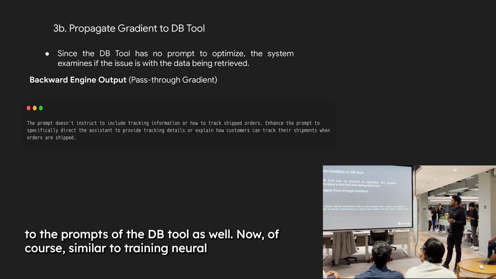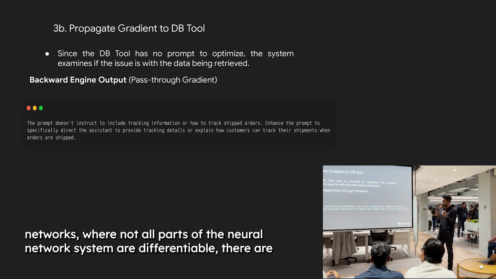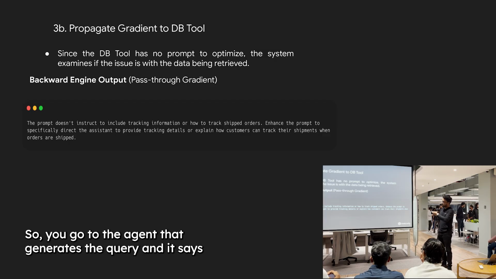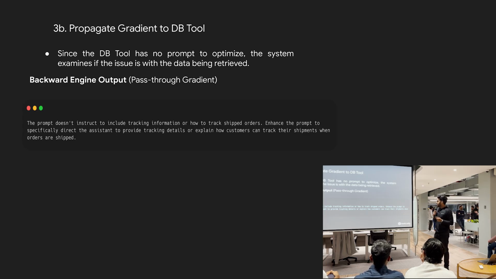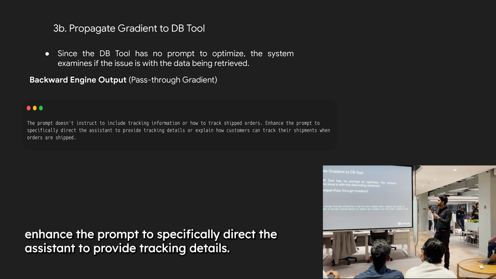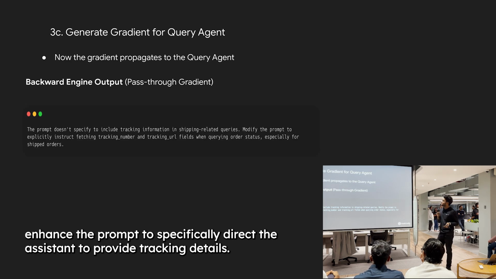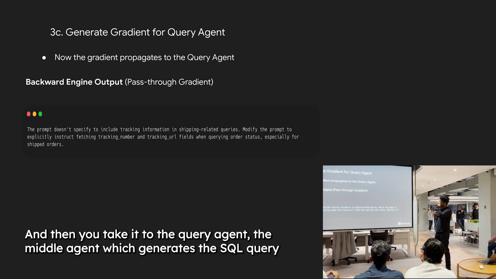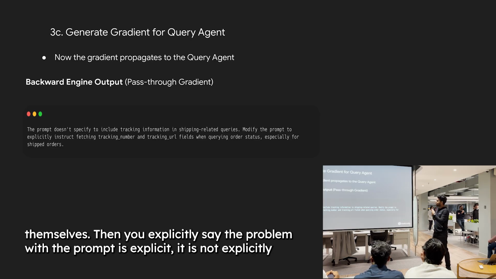DB tool as well. Now, of course, similar to training neural networks, not all parts of the system are differentiable. There are parts you can't differentiate through. You can't differentiate through an API tool. So, you go to the agent that generates the query, and it says, okay, enhance the prompt to specifically direct the assistant to provide tracking details. And then you take it to the query agent, the middle agent which generates the SQL queries themselves. Then you explicitly say the problem with the prompt is it's not explicitly fetching the tracking number.